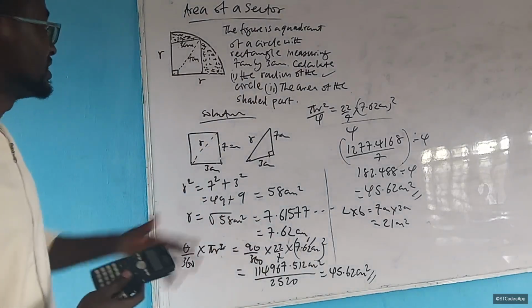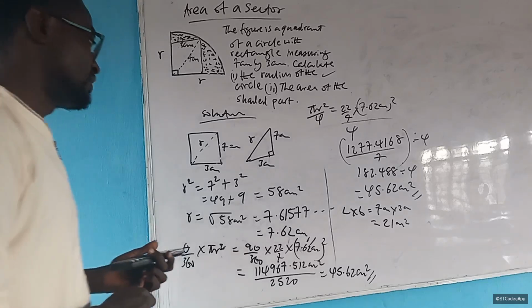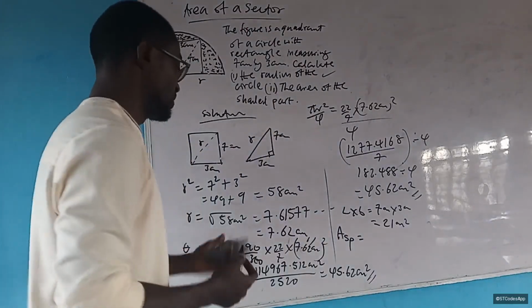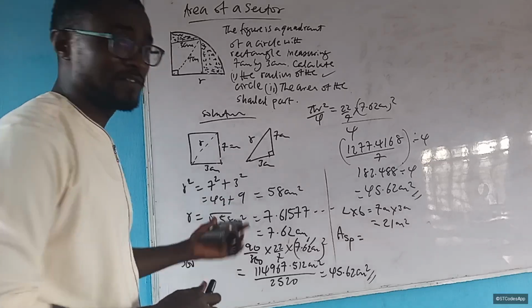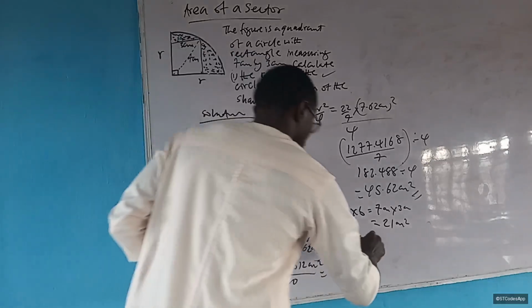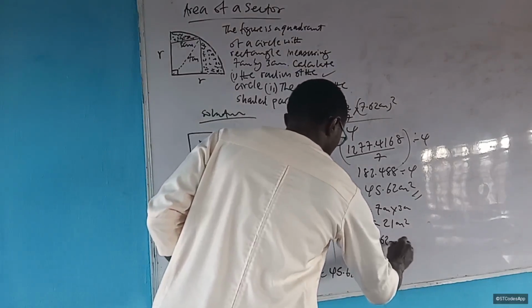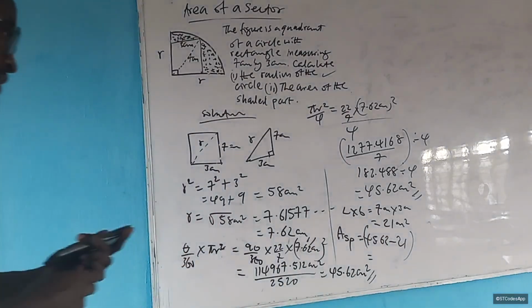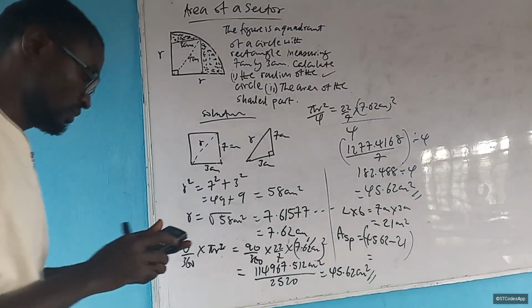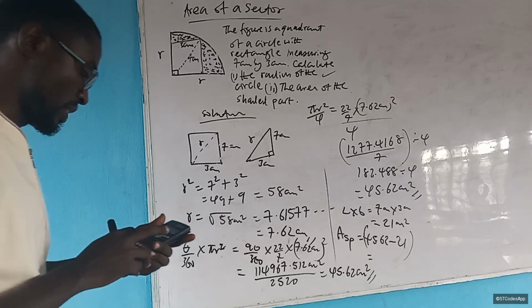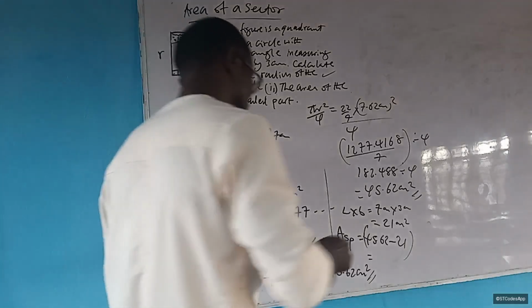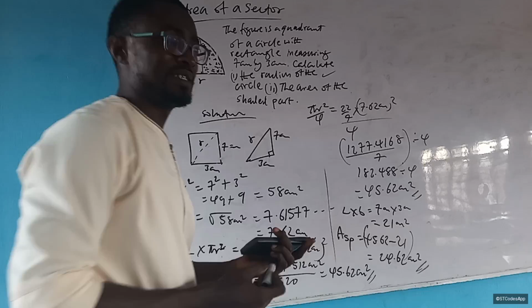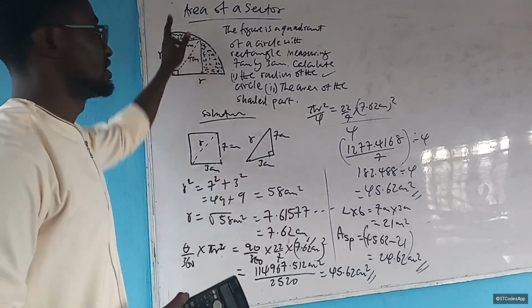So the area of the shaded part will be equal to the area of the sector, which we got as 45.62 centimeters squared, minus 21. That will give us 24.62 centimeters squared, and that is the area of this shaded part.